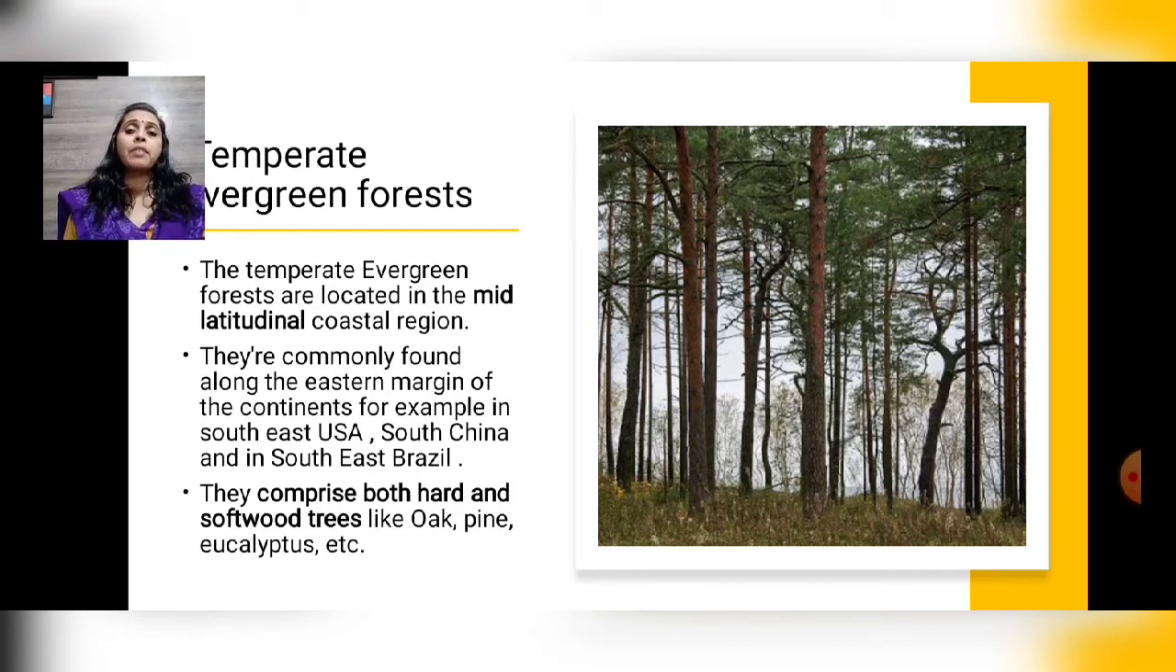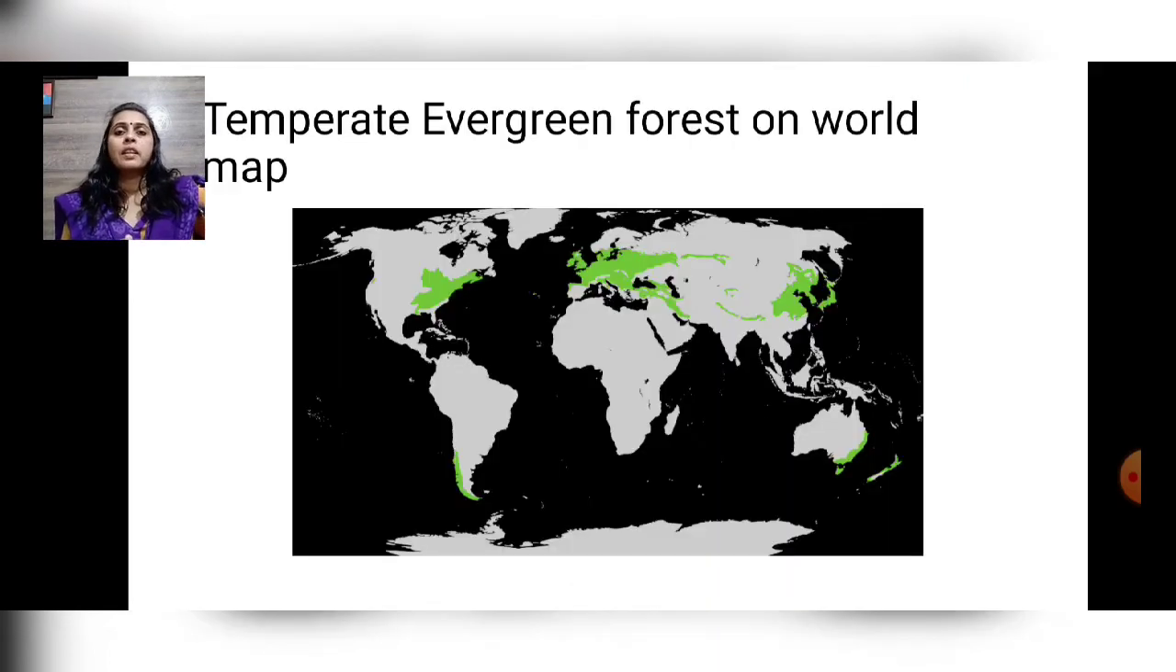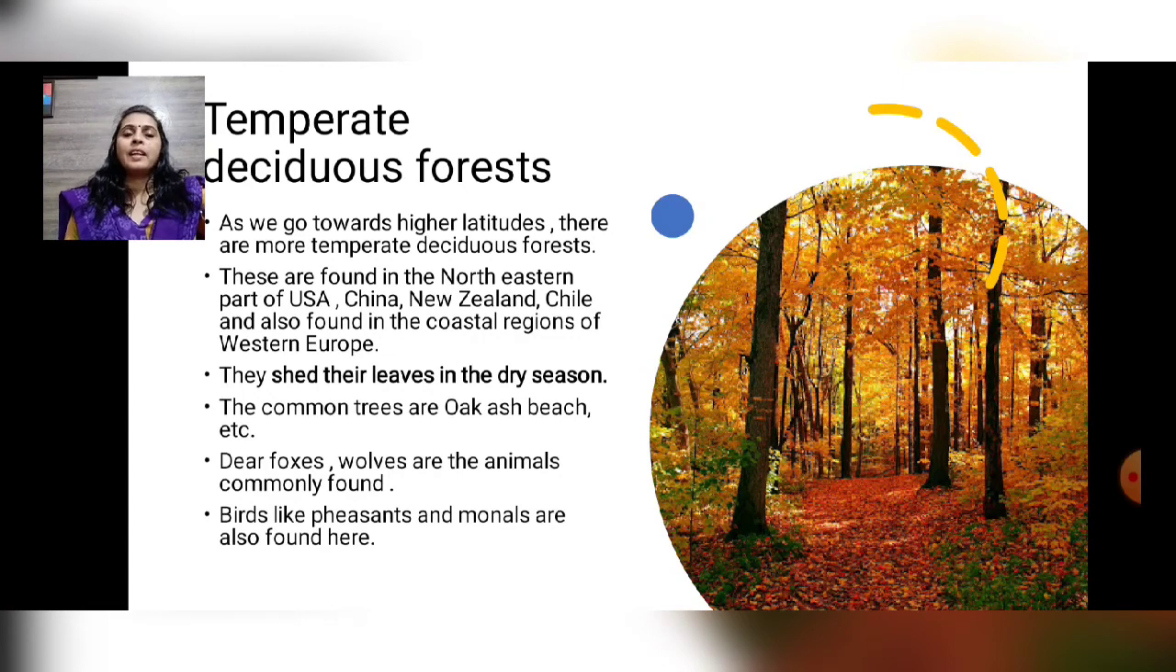So temperate evergreen forests are found in these places, and they comprise both hard and softwood trees like oak, pine, eucalyptus, etc. So these are the temperate evergreen forests, and as I told you, temperate evergreen forest in the world map. So you can see Brazil also there, down, and China and all. So let's move on to the next one.